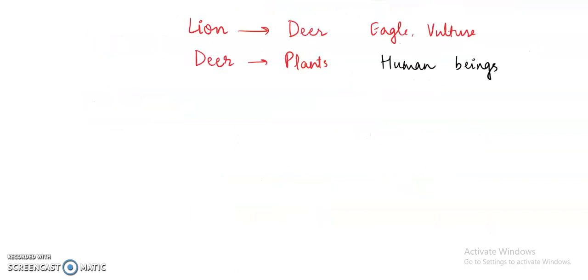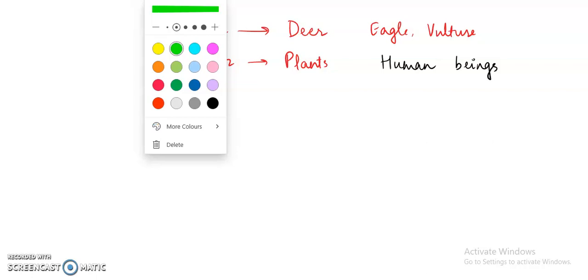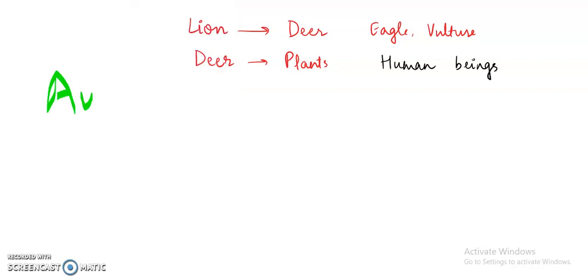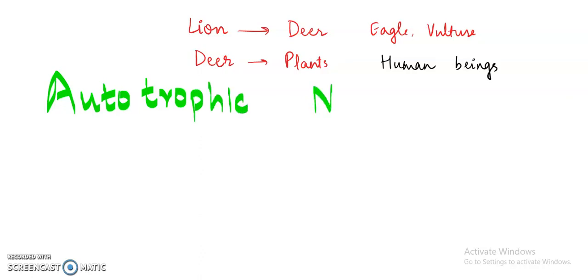Now we will talk about autotrophic nutrition in detail. What is it? How is it done? What are the requirements of it? Everything will be told to you. Okay. Autotrophic nutrition, we know, is done by the plants because they can prepare their own food. Right? Now how do plants prepare their own food?